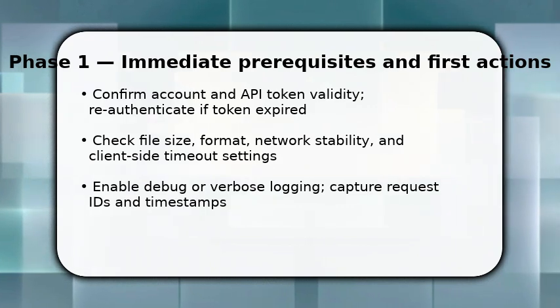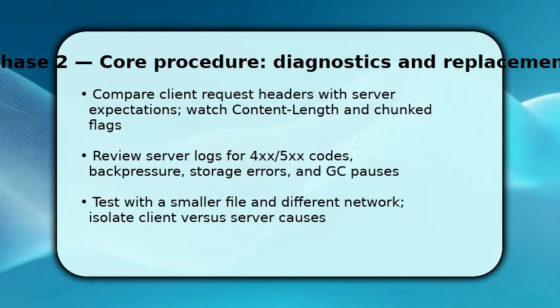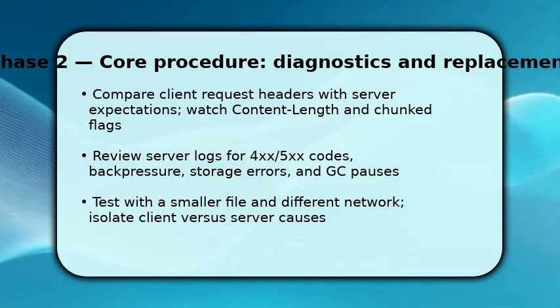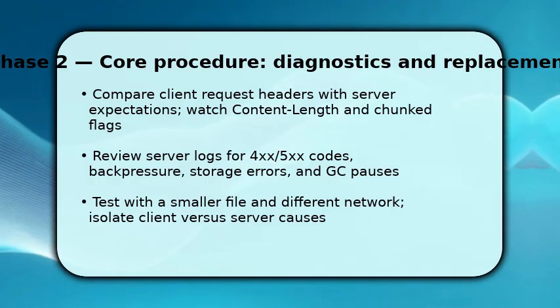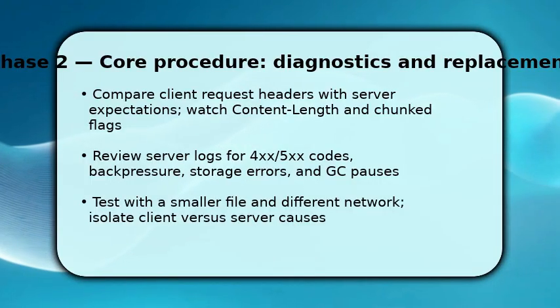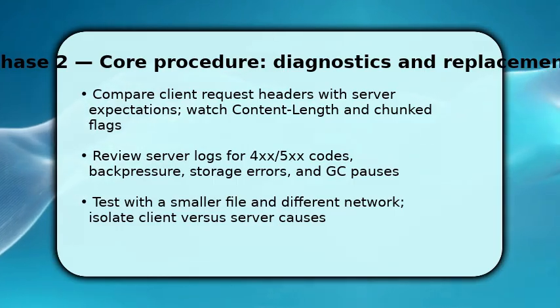You now dig into server and client behavior to find the breakpoint. First, compare request headers, content length, transfer encoding, and keep alive, because mismatches often abort streams. Then examine server logs around the captured timestamps for 4xx or 5xx responses, storage I/O failures, or memory pressure that triggers abrupt termination. Simulate a smaller upload and a different network so you can rule out client-side limits.